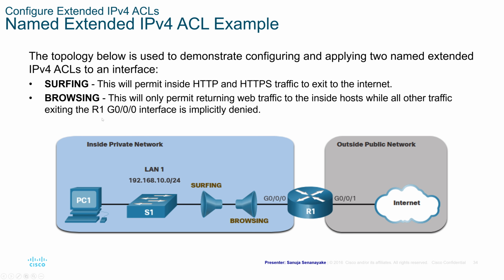Browsing is another ACL we have here, and this will only permit returning web traffic to the inside host, while all other traffic exiting the R1 G0/0 interface is implicitly denied. So we have two named ACLs that we are trying to apply here: the surfing one and the browsing one.